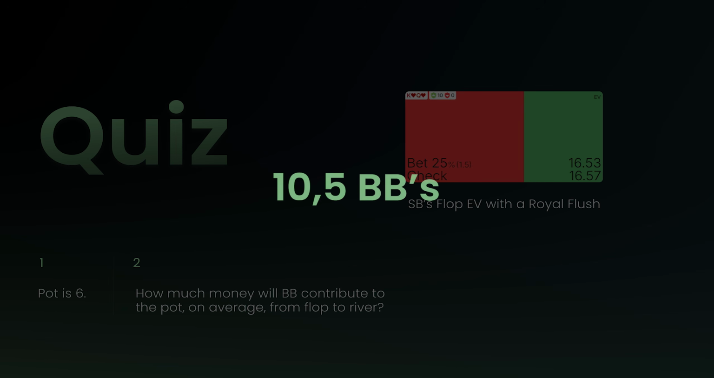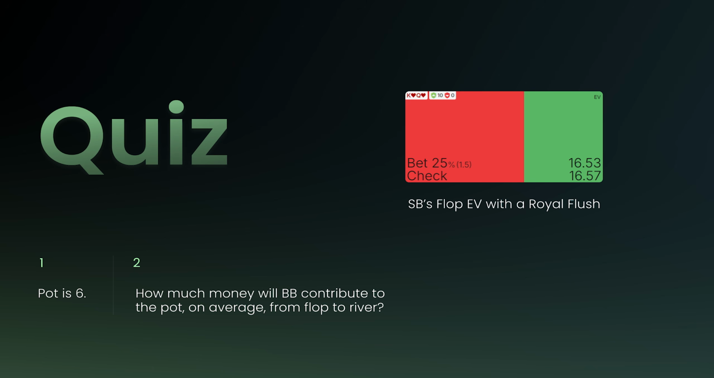The answer is 10.5 big blinds. Now, how do I know that? Well, the starting pot is 6. My expected value is 16.5. That has to come from the Big Blind putting money into the pot, right? And so, therefore, they must be putting in exactly 10.5 big blinds. Now, to me, this is kind of crazy because it means regardless of whether or not we bet or check, they're putting in precisely 10.5 big blinds on average. And that's wild, right?